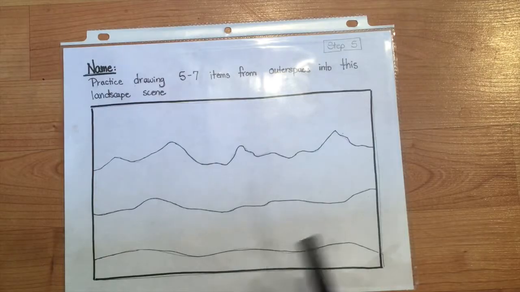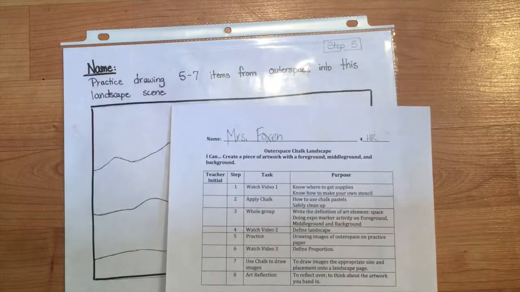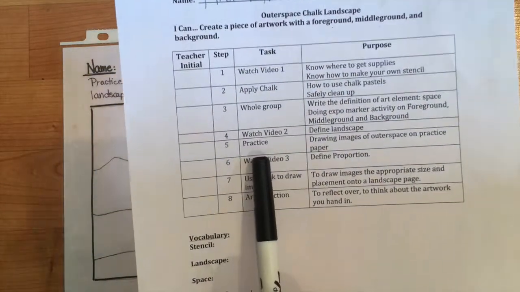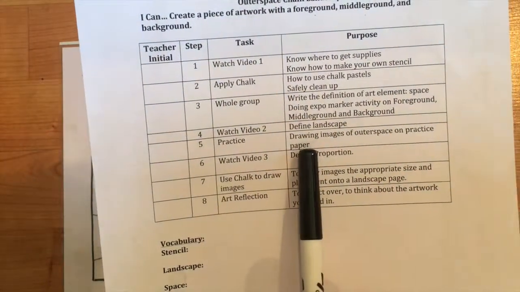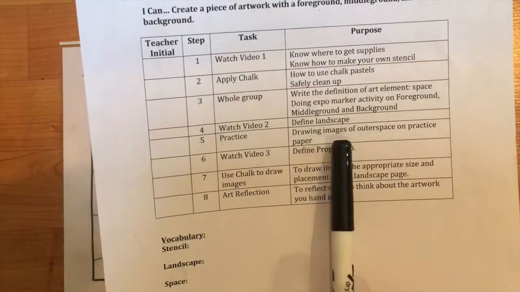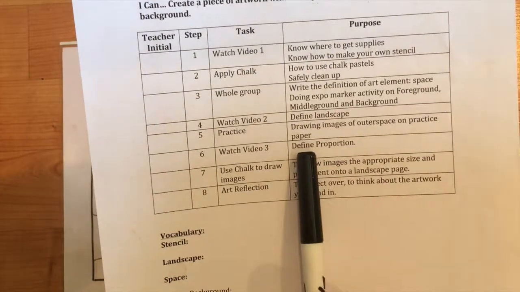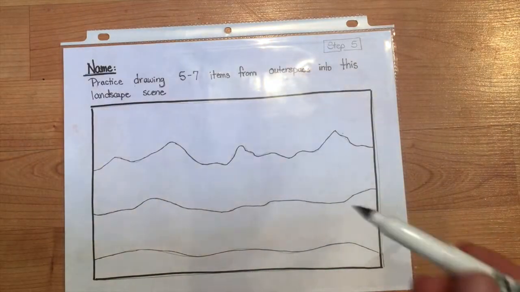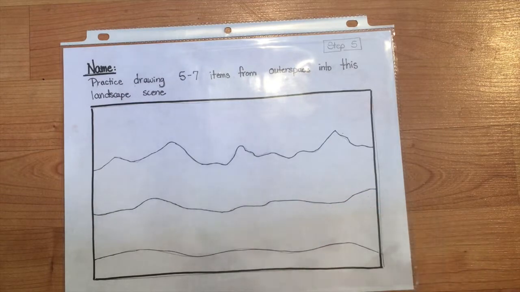Now in your packet, this is step 5, following along with your learning guide. Step number 5 asks that you practice. I want you to take a moment and draw images of outer space on your practice paper. So pulling this sheet of paper out again, go ahead and use your expo marker and start drawing 5 to 7 items from outer space into your picture.